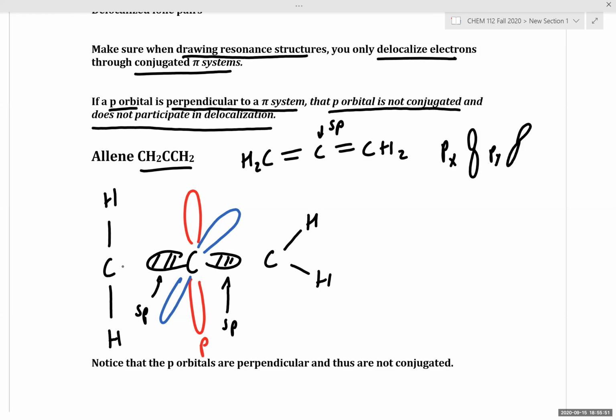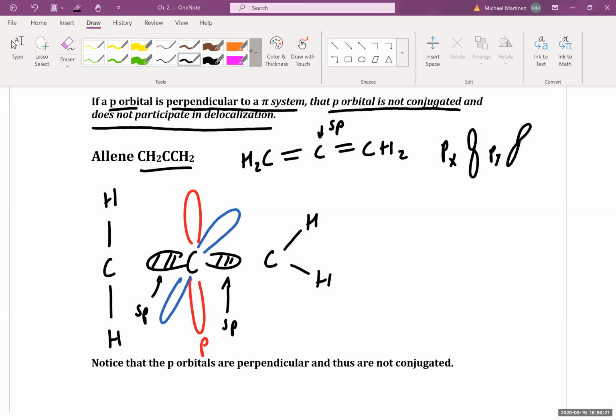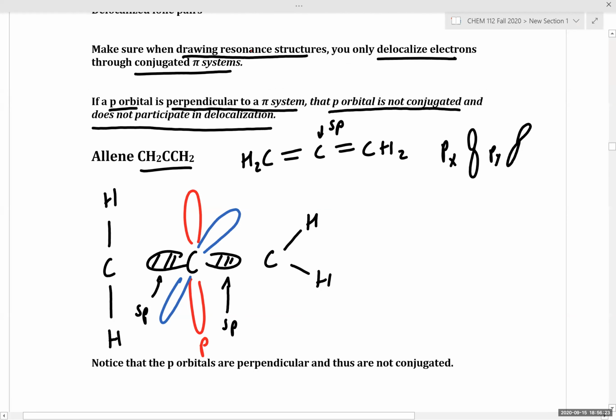So just to give everyone a reference, here's what allene looks like. The hydrogens are perpendicular to each other. And this stems from the fact that the p orbitals are perpendicular to each other. The p orbitals are parallel with only one carbon. Let's show what I mean. That's a wonderful observation that we noted.